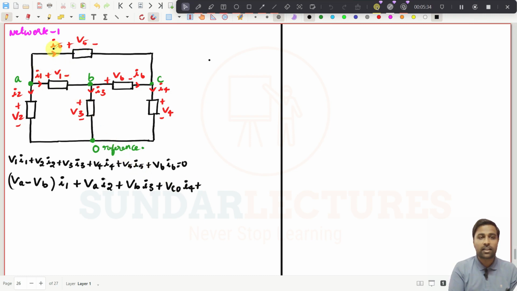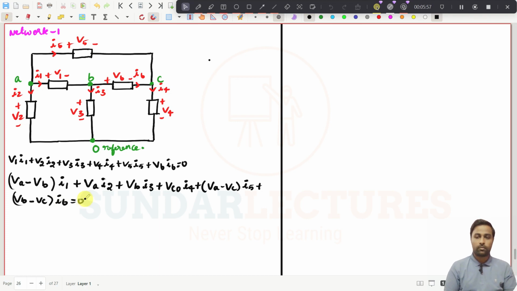V5 is connected, the current is traveling in this direction, so VA minus VC into I5, plus V6. Where is V6? It is connected between B and C, the current traveling in this direction, so it will be VB minus VC into I6, and that should be equal to 0.